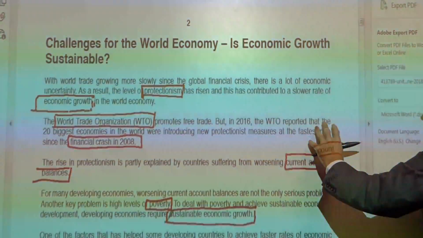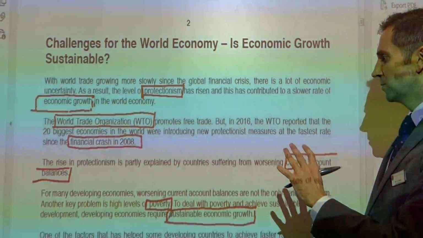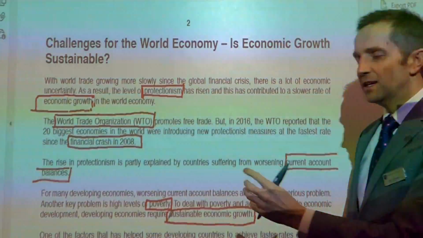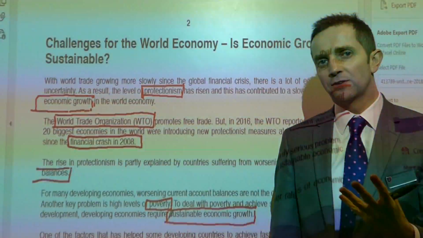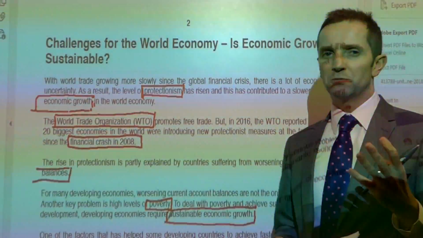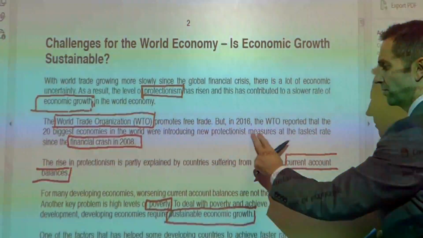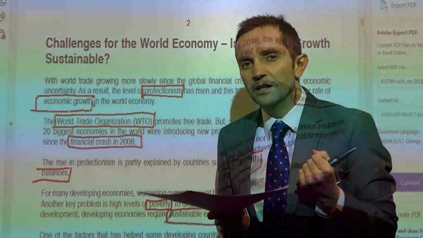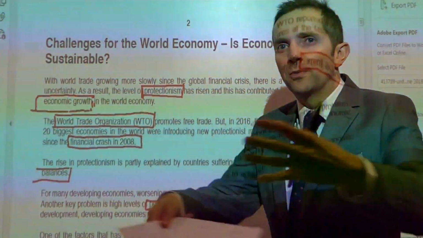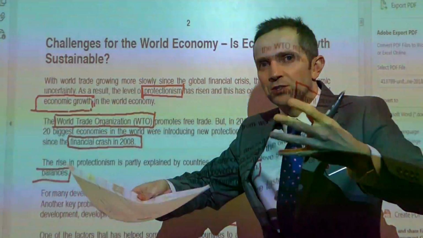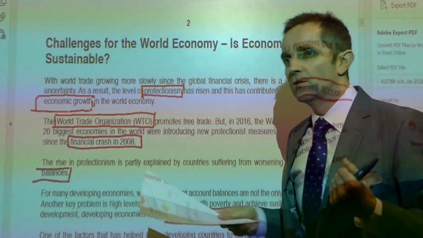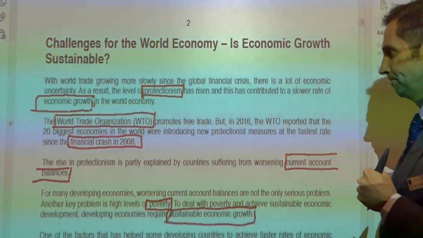In 2016, it was reported that the 20 biggest economies in the world were introducing new protectionist measures at the fastest rate since the financial crash in 2008. And some people would recall this, ladies and gentlemen, this notion of deglobalization, so becoming more insular. Globalization is opening up to the world. Deglobalization is what President Trump is doing, is trying to roll back and rein in from that.